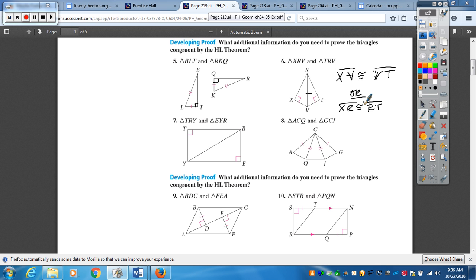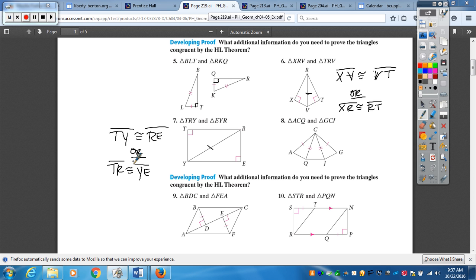For number 7, we have triangle TRI and triangle YER. We want to prove them congruent. So I'm going to go ahead and say the reflexive property with the hypotenuses there. And so just like number 6, we have to prove a pair of legs congruent. That's all it's missing. And so I'm going to say TY would need to be proven congruent to RE, or TR would need to be proven congruent to YE. Okay, either one of those is all you need to prove the triangle's congruent. Okay?